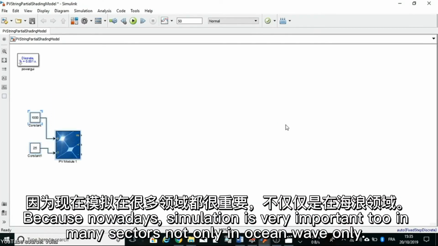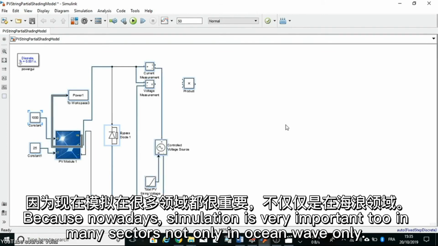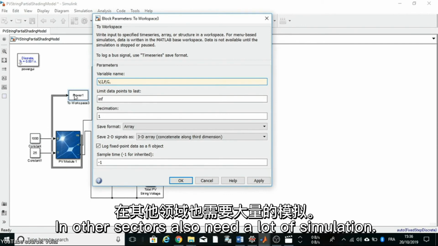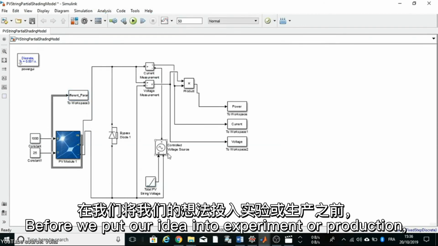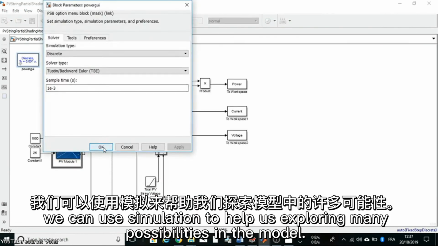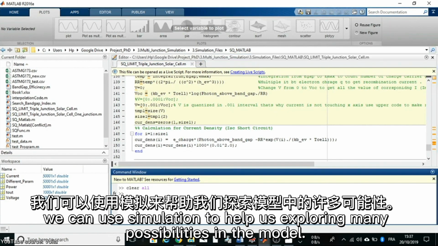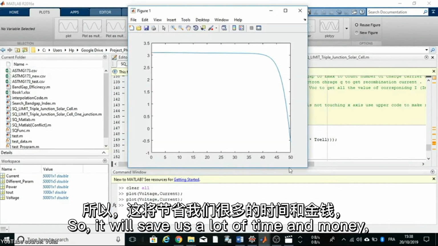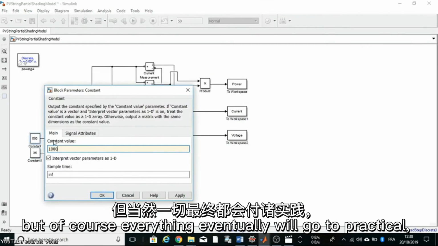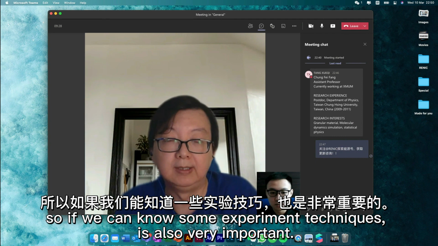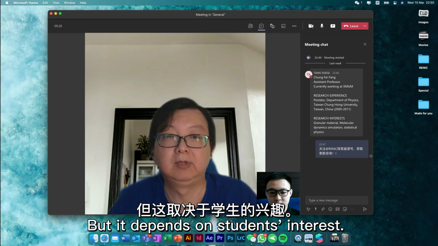Because nowadays, simulation is a very important tool in many sectors, not only in ocean wave analysis. Before we put our idea into experiment or production, we can use simulation to help us explore many possibilities in the model. So it will save us a lot of time and money. But of course, everything eventually will go to practical. So if we can know some experiment techniques, it is also very important. But it depends on student interest.